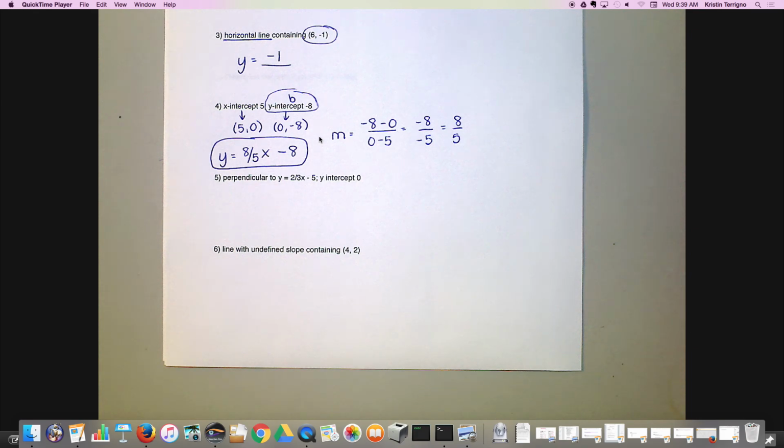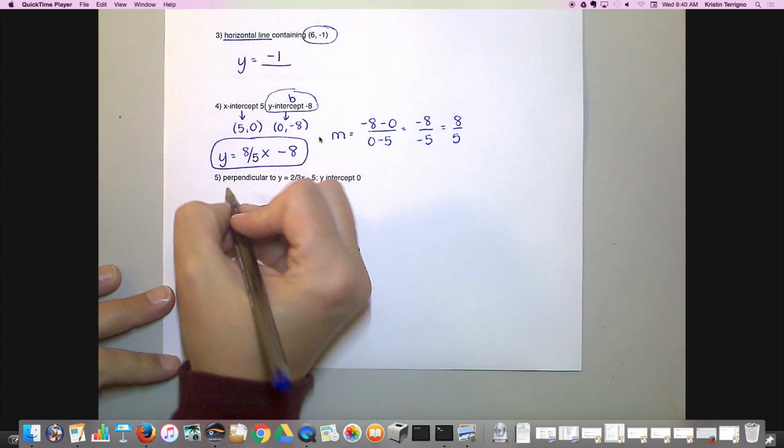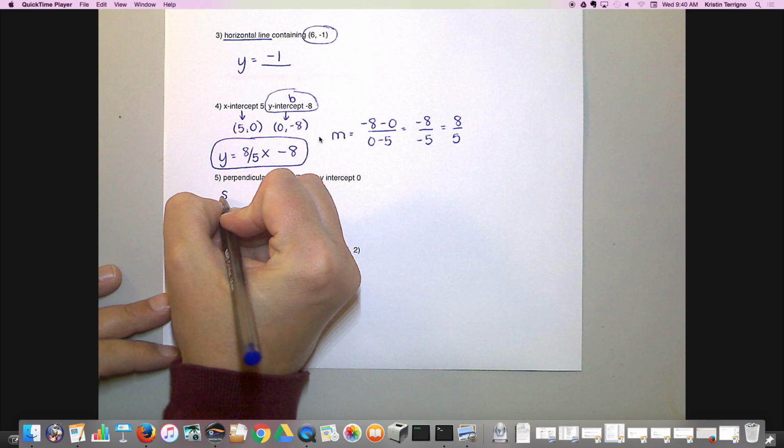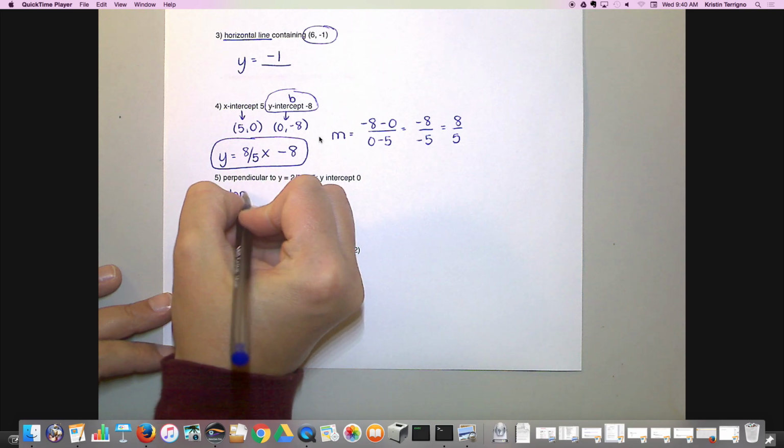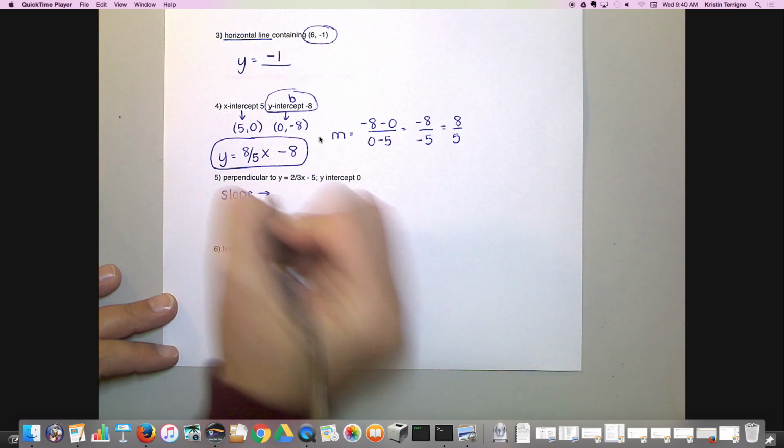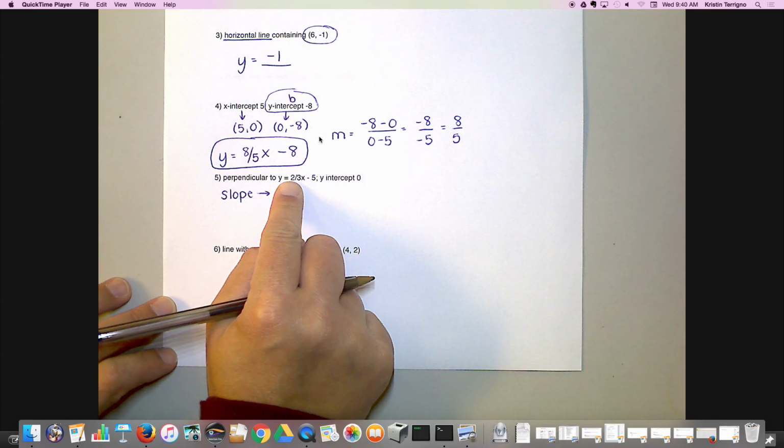Okay, let's try one more because I want to practice some perpendicular lines. We haven't done very many of those. So let's try a perpendicular line. So first step, finding my slope. The slope of this line is 2/3. Is that what the slope of my line is going to be? No, what do I have to do to it?